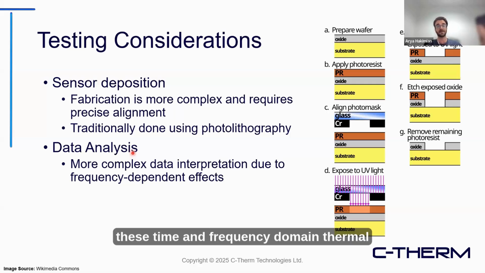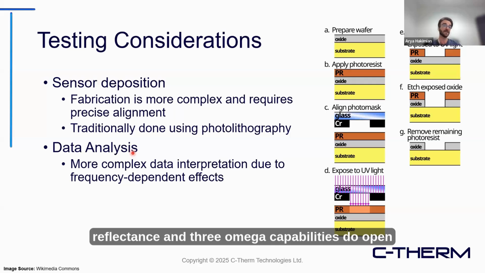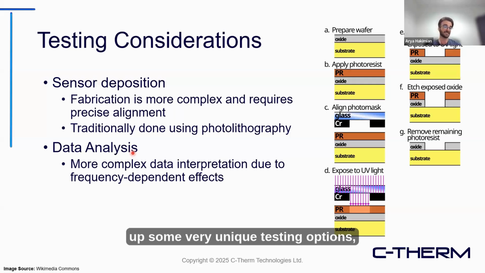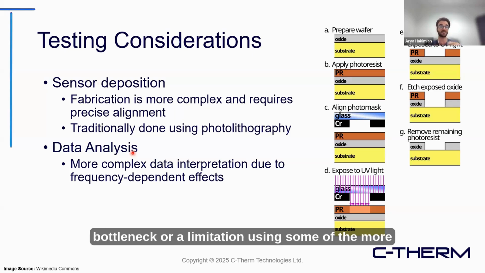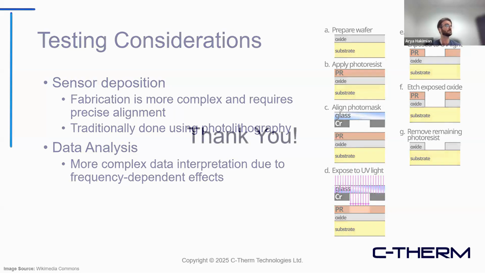But again, these time and frequency domain thermoreflectance and 3 omega capabilities do open up some very unique testing options, especially if those types of samples have introduced a bottleneck or a limitation using some of the more commonly or traditionally available approaches.